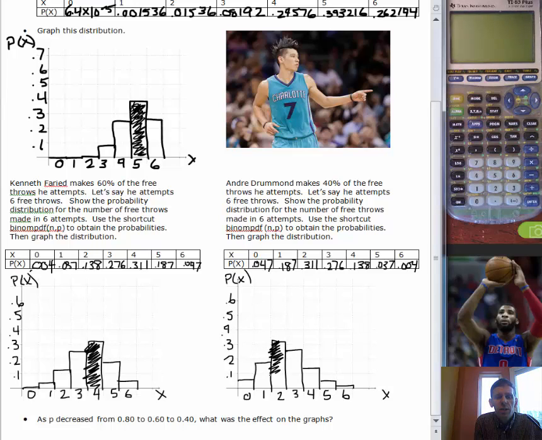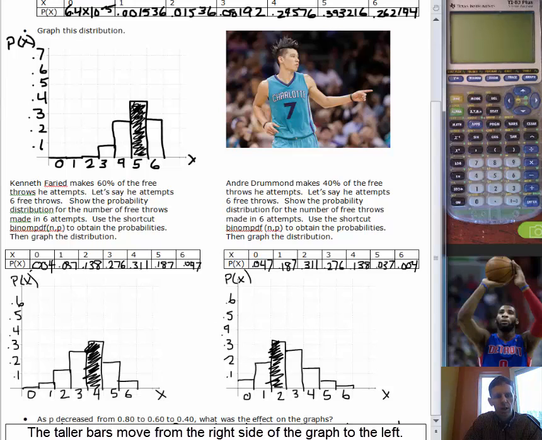So one thing that you should notice about your graphs is that as P decreases from 0.8 to 0.6 to 0.4, the tallest bars move from being on the right side of the graph to the center to the left side of the graph. One other point of interest is again the fact that Kenneth Faried and Andre Drummond's probability distributions are basically inverses of each other, and because of that, their histograms are reflection images of each other.